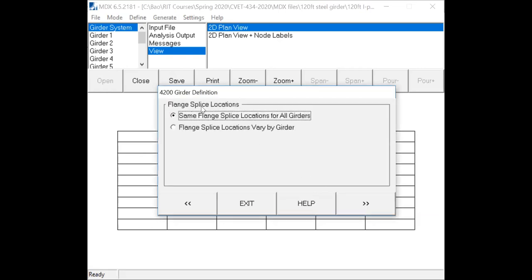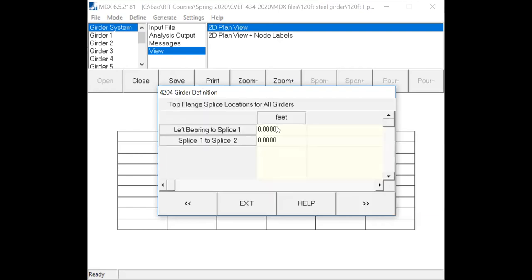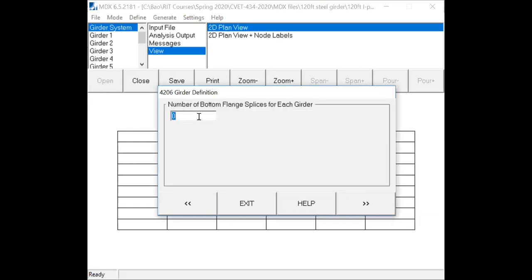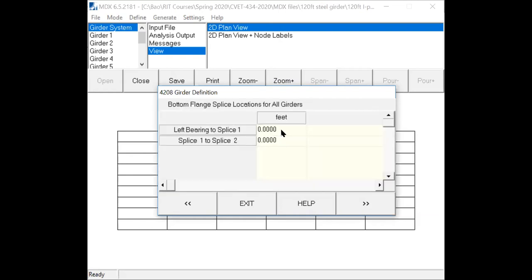And for flange splice locations, we use the same flange splice location for all girders. For top flange splices, we have 2 splice locations, and the location is 25 feet, and splice 1 to splice 2 is 70 feet. And the number of bottom flange splices for each girder is also 2 locations. The left bearing to splice 1 is 25 feet, and splice 1 to splice 2 is 70 feet.